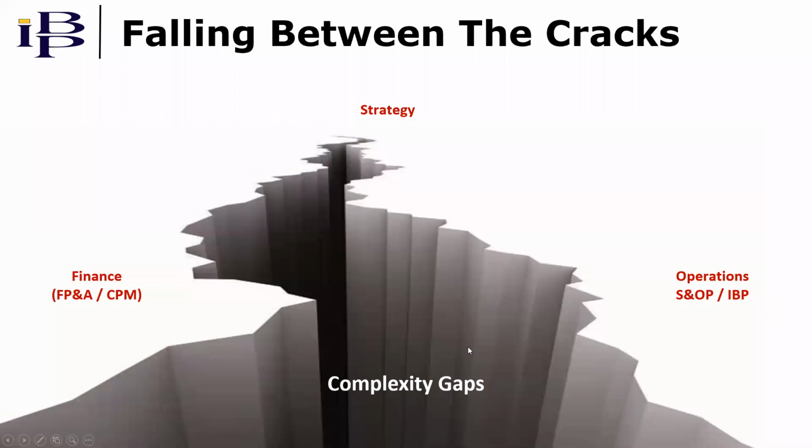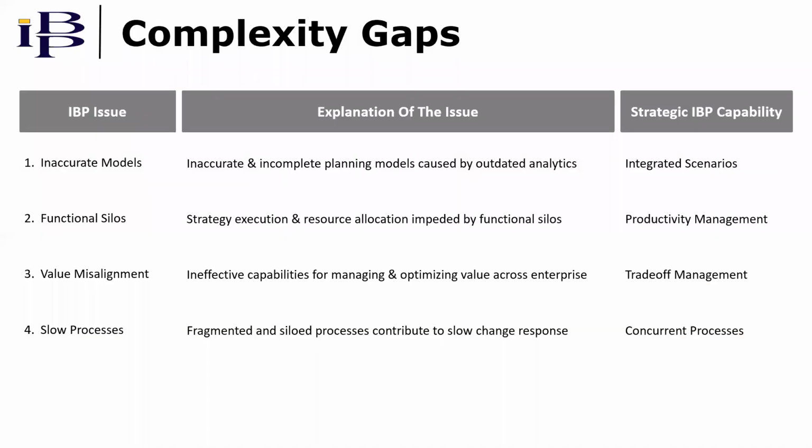And the problem is that there are some gaps that are falling between the cracks of financial and operational software vendors. These are the four gaps that are falling between the cracks, and I mentioned these before: inaccurate models, functional silos, value misalignment, and slow processes, and these are the strategic capabilities. The thing that viewers really need to understand is that these are the things that are not being picked up by either software vendor.